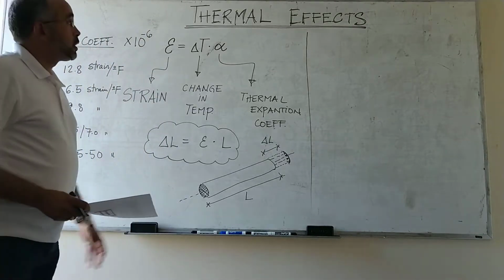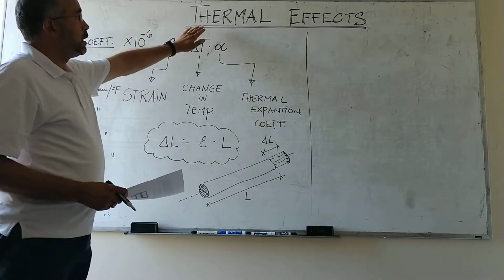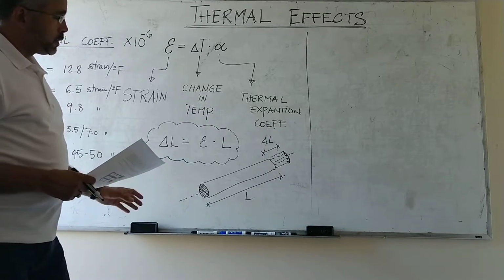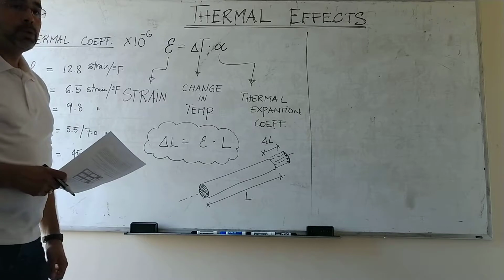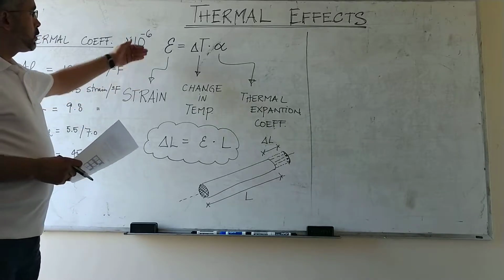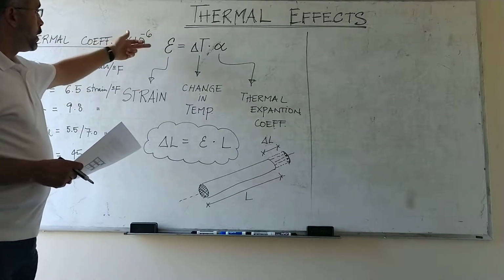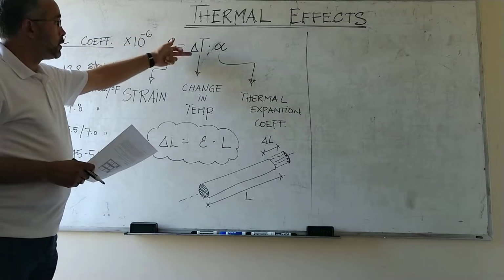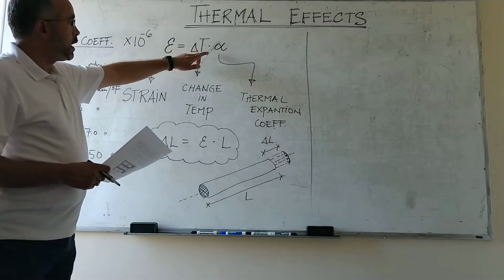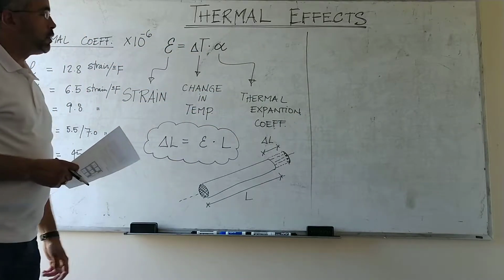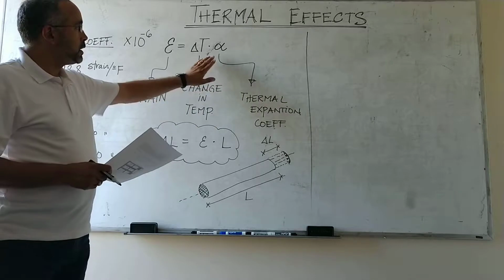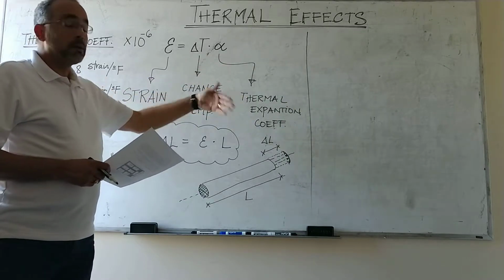In this session, we're going to discuss a little bit some basic thermal effects on materials and structures. We're just going to concentrate on longitudinal effects on a structural bar. So the basic equation is this one here. The strain induced by a change in temperature is equal to the change in temperature times a thermal expansion coefficient. Under a wide range of temperatures, this thermal coefficient is constant.